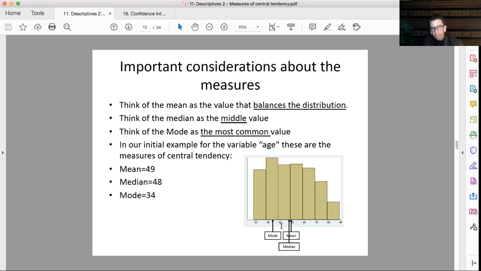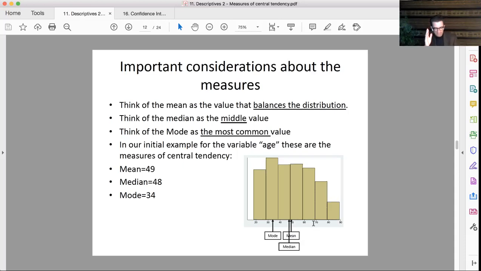Now, one way to think about the mean, or the average, is that it is the value that sort of balances the whole distribution. If this distribution had a long tail, the mean would be pulled there because it has to balance.